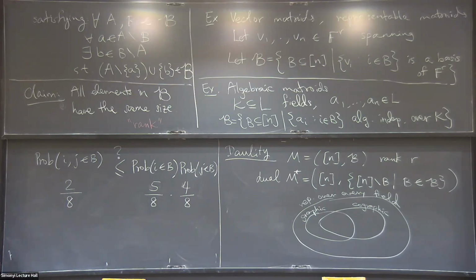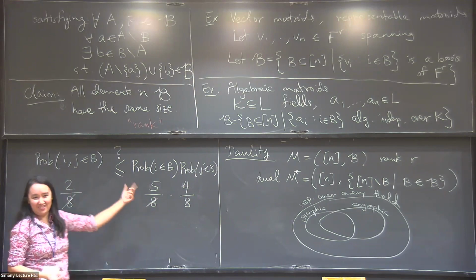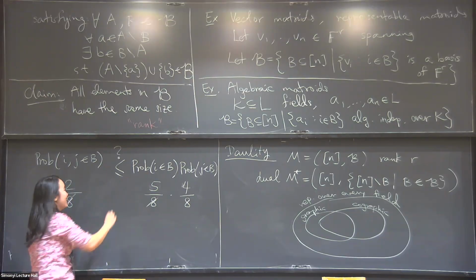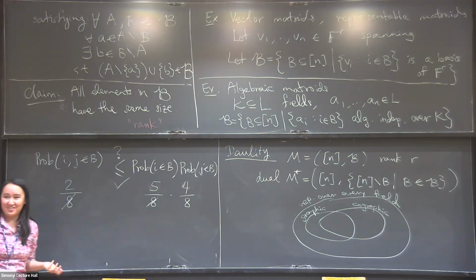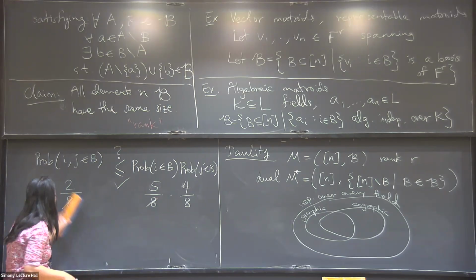Okay, does this inequality hold? So, okay, we could cancel one of the 8. All right, and then if I move it here, 16 is less than or equal to 20, so it checks out. So is this always true? Okay, so that is the question.